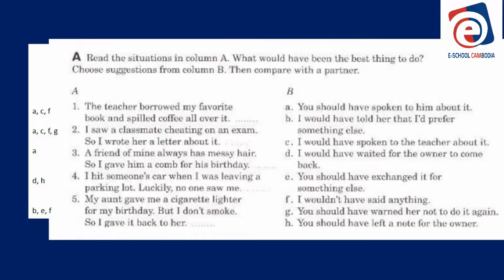For example, question number 1, the teacher borrowed my favorite book and spilled coffee all over it. There are 3 possible consequences. I want you to choose one, and I want you to write it, and I want you to record your voice and send it to me. The teacher borrowed my favorite book and spilled coffee all over it. It could be A, you should have spoken to him about it. It could be C, I would have spoken to the teacher about it. Or it could be F, I wouldn't have said anything.